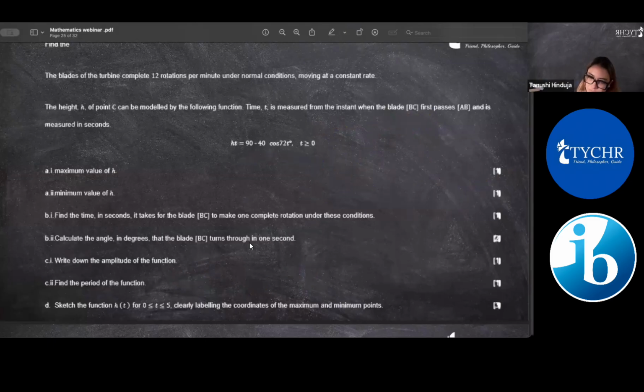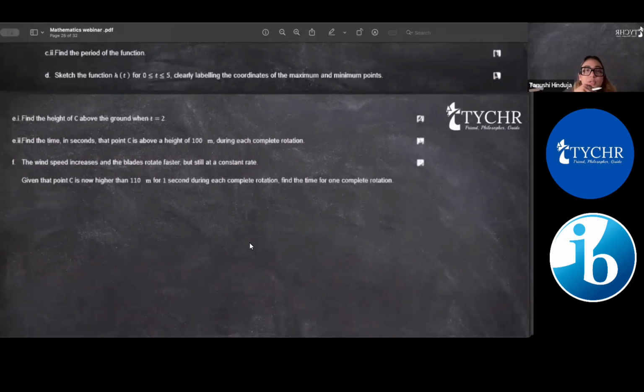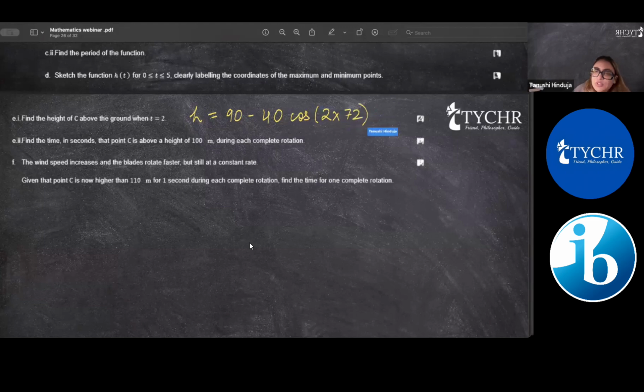Next, we have more questions. Find the height of C above the ground when t is equal to 2. So all you have to do is plug 2 in place of t in the h of t function. So that would be 90 minus 40 cosine 2 times 72. And then you just plug this into the calculator and you would get the answer as 122 meters.